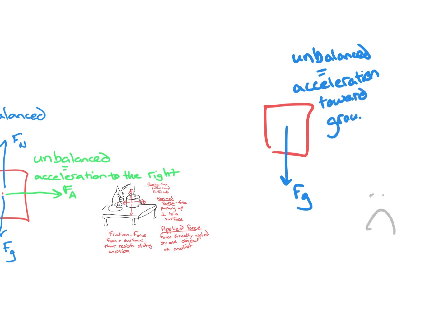And so these are two examples of free body diagrams of the same object, just in two different situations. You can use free body diagrams to represent different forces acting on any object in any situation, and it can be helpful to show us balanced and unbalanced forces and the direction of acceleration.